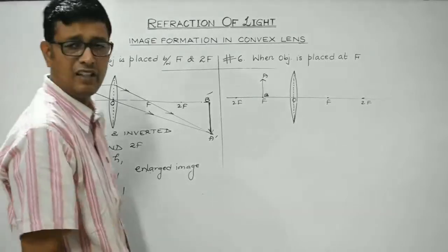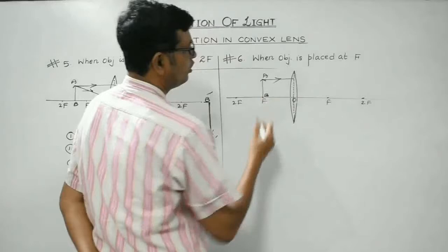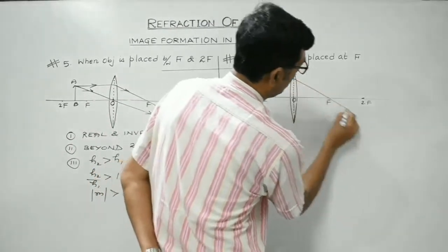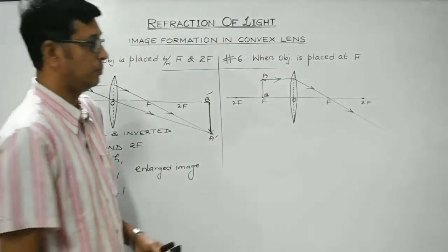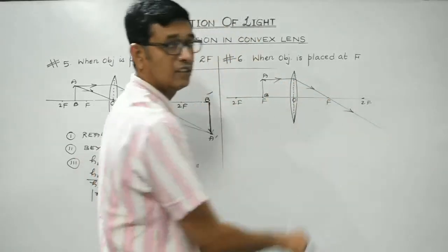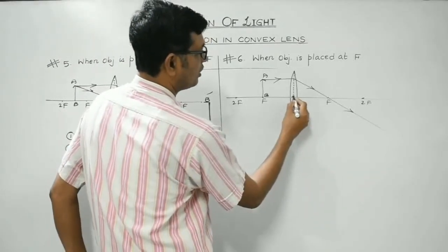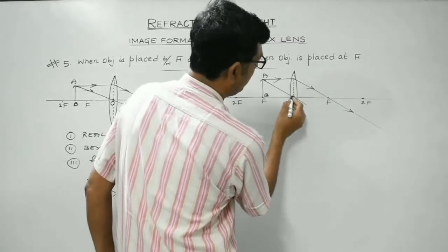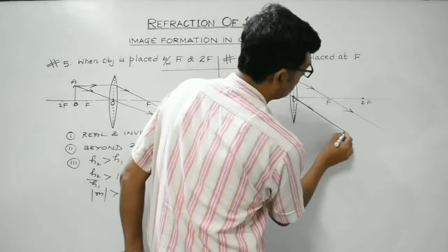Now look, again, we'll make use of a ray parallel to the principal axis. After refraction, it will pass through the focus like this. I repeat, an incident ray which is parallel to the principal axis, after refraction in the case of a convex lens, passes through the focus. That's rule number one. What about the other rule? Incident ray passing through the optical center will remain undeviated. So, it will be like this.